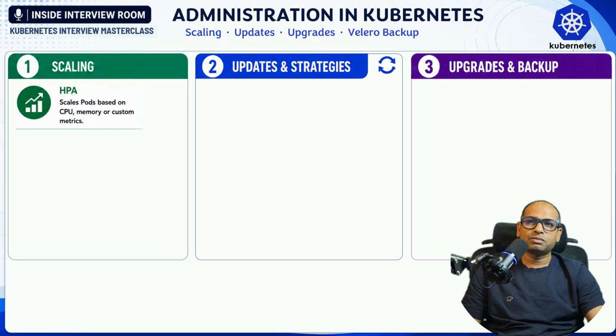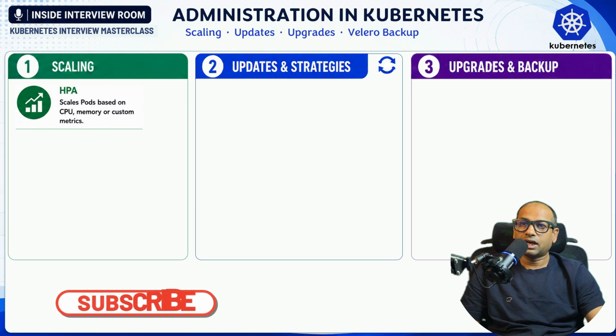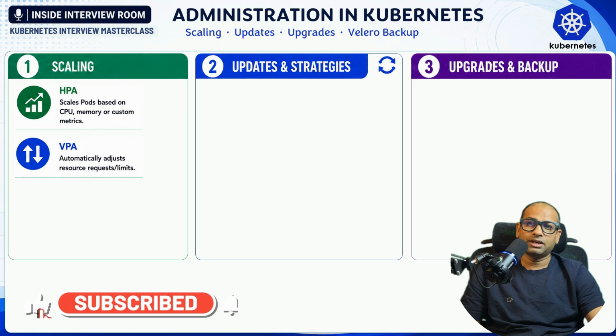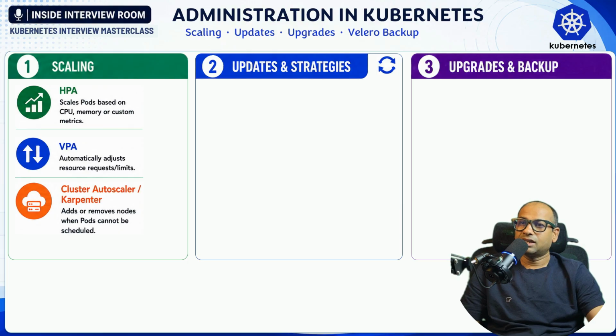So it scales pods based on the CPU, memory, or custom metrics. VPA automatically adjusts resource requests and limits. Cluster Autoscaler or Karpenter adds or removes nodes when pods cannot be scheduled. The standard stack is HPA plus CA or Karpenter.